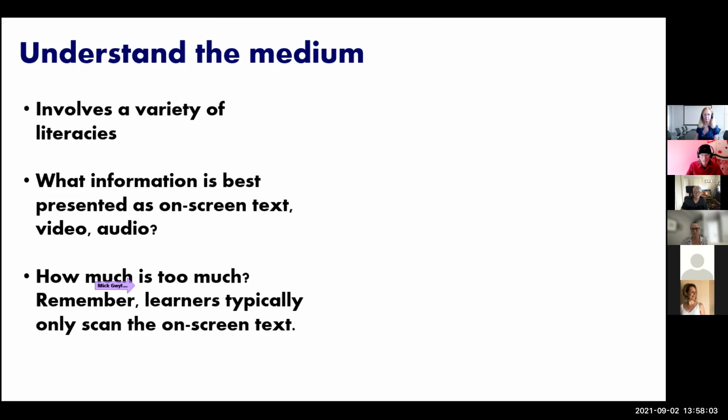Remembering that learners typically only scan the first bit of information. So if we keep it lively, we can use some of those alternatives to bullet lists to break up what content's there. And that's where storytelling can help, incorporating the concepts with characters to help them engage with that form of literacy.